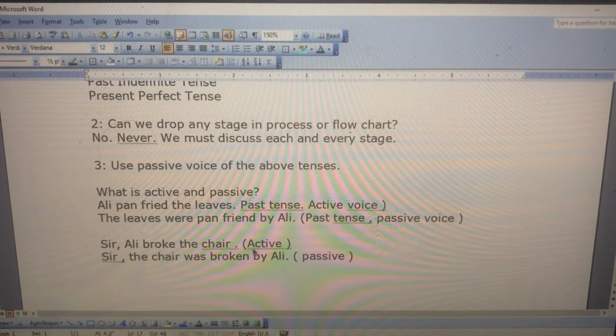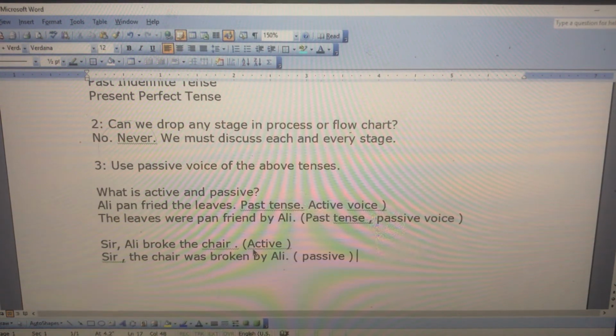Very good, very good. Aslan, can you please tell me, where is the stress? In the active or in the passive? Active. I think in passive, the chair was broken by that. They are focusing on the chair. Yes, very good.